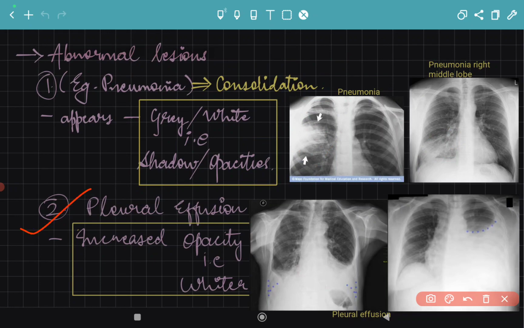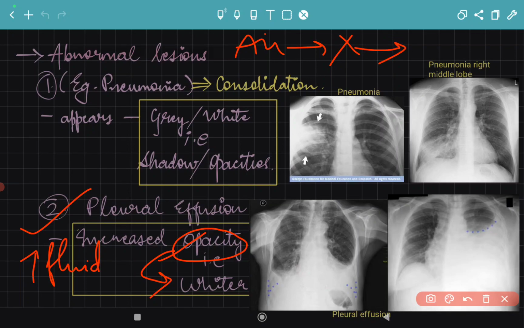Now let's continue with the second example, which is pleural effusion. In pleural effusion also we can see increased opacity. That is, in pleural effusion there will be increased amount of fluid, excessive fluid. So this pleural fluid will cause increased opacity and it will appear whiter on the chest X-ray. Whereas in normal condition we know that air allows the X-rays to pass through the plate and will appear lucent or darker. Instead, over here in pleural effusion we can see the opacity.